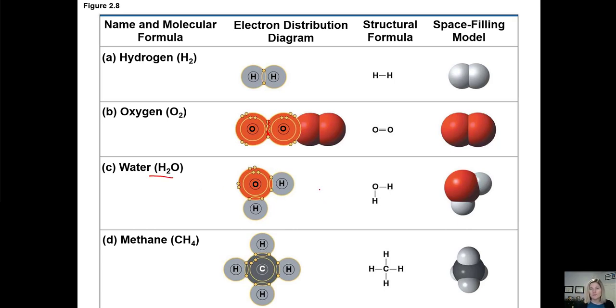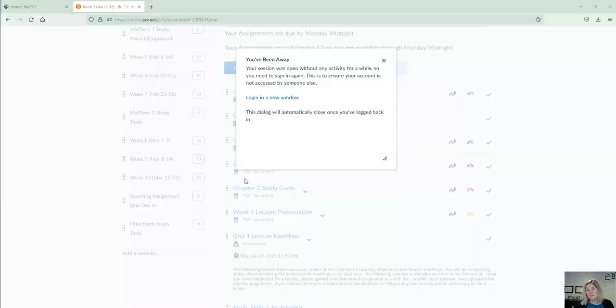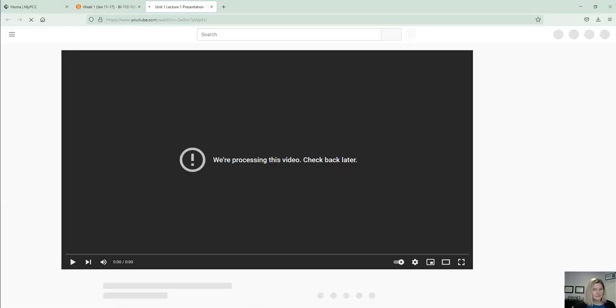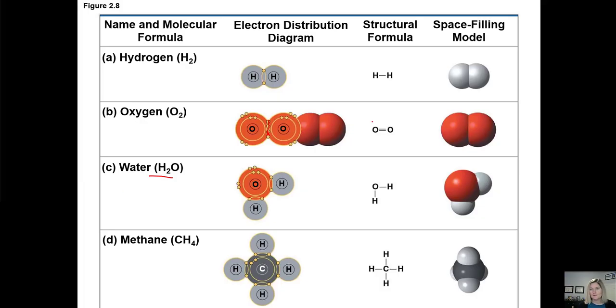Here's water. Remember, oxygen has 8 total electrons, so it has 6 in its outermost shell, and it can form a bond with 2 hydrogen atoms. Hydrogen, remember, has 1 valence electron, and it wants 2 to fill out its shell. So it might share an electron with oxygen, and this one might share another electron with oxygen.